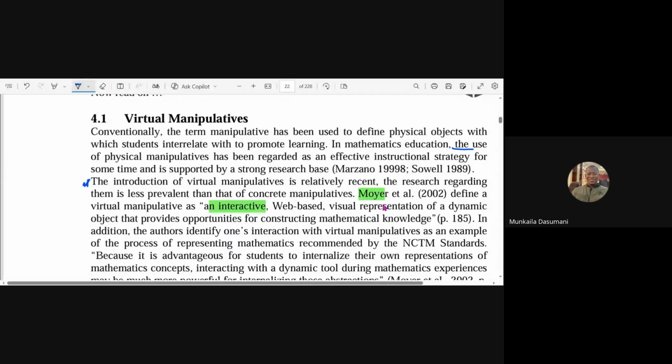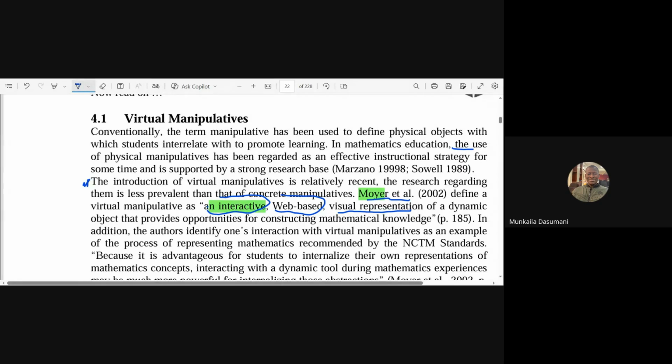But what is it? According to Moyer et al., virtual manipulatives are defined as an interactive, web-based visual representation of a dynamic object that provides opportunities for constructing mathematical knowledge. So the issue of interactivity is there. It's also web-based, because you need to get it from the web, and it's more of a visual presentation, a pictorial representation of whatever you are doing. Here the students are not going to feel it or hold it, but they can see it.